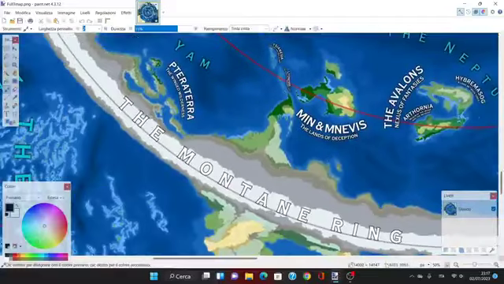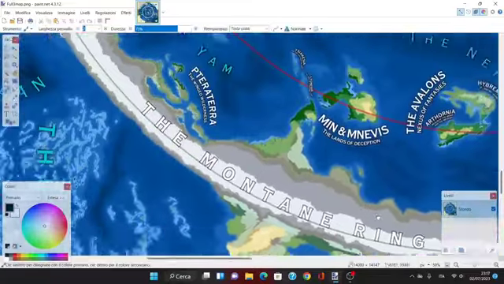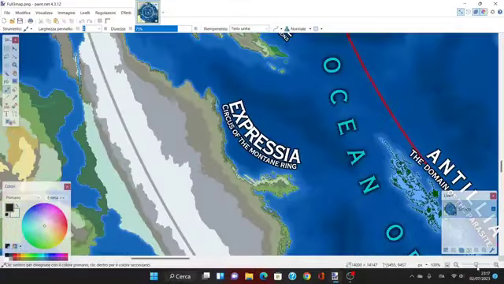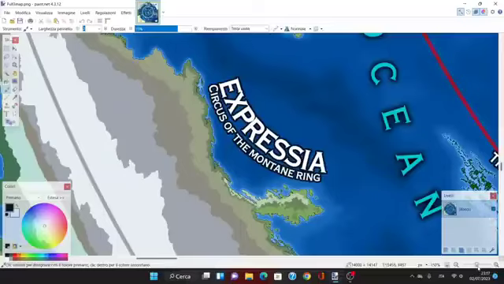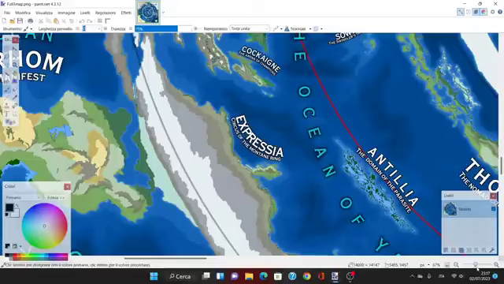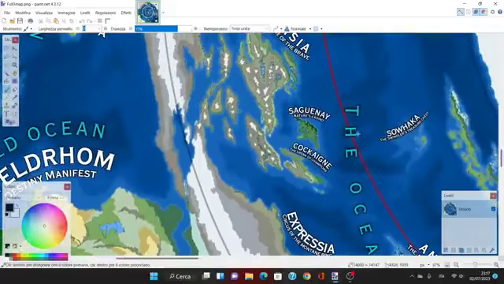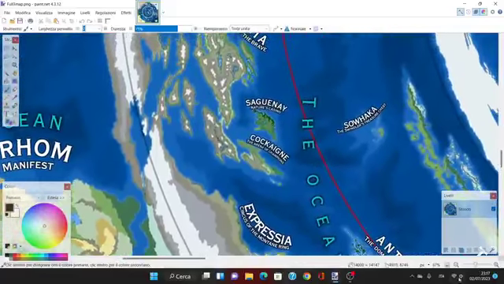Like, it feels like I should pronounce it like Mountain Ring, but it doesn't really feel right, does it? Also, we have other places here, like we didn't mention the Expressia continent, Circus of the Mountain Ring. So mountain, yeah, I suppose mountain. I'm going to pronounce it mountain, kind of like mountain, but a bit different.